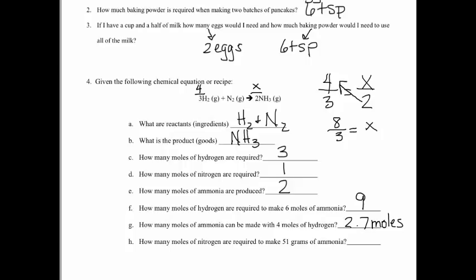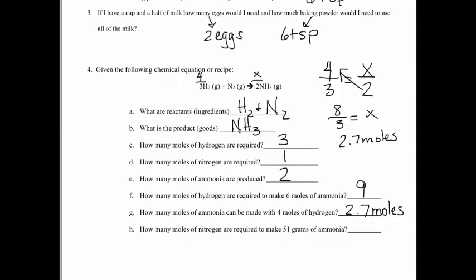Didn't we just get that in like 3 steps? So now when you do 8 divided by 3, you get 2.7 moles. Look at that. Faster, less mess. You don't have to do it that way. If you want to do the full cross multiplying, go for it.